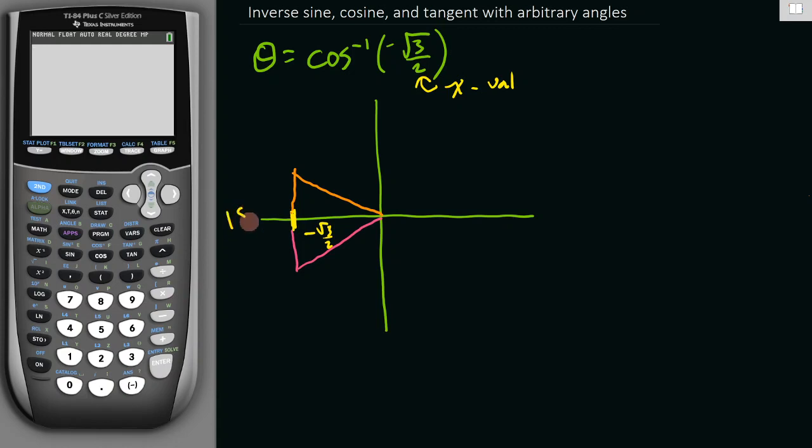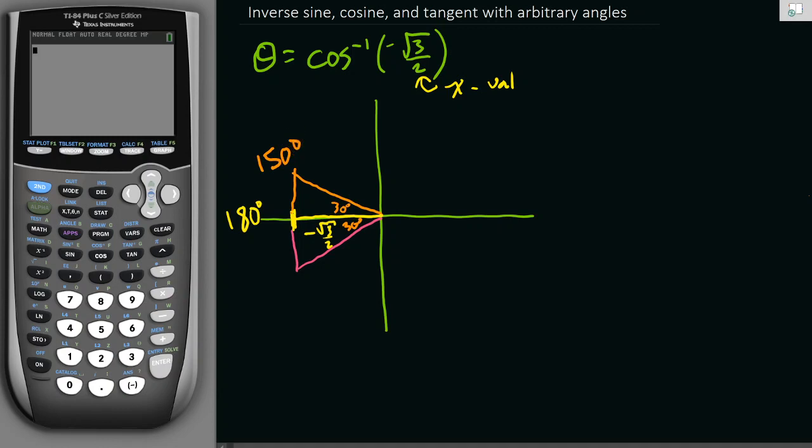So straight left is 180 degrees. And since this is the wide triangle giving us our negative root 3 over 2, we're going to have 30 degrees back or 30 degrees past 180, which makes this 150 degrees or 210 degrees. So this tells us that theta equals 150 degrees or 210 degrees. Okay, this one worked out nicely for us because root 3 over 2 is that special value that we all know and love from the x value of our 30-degree triangle.